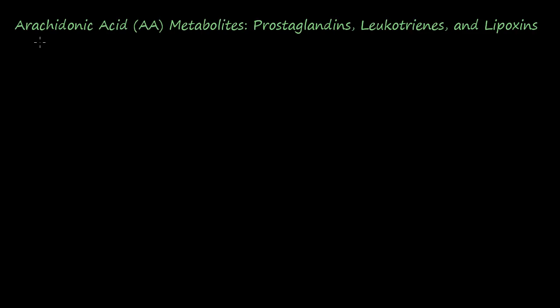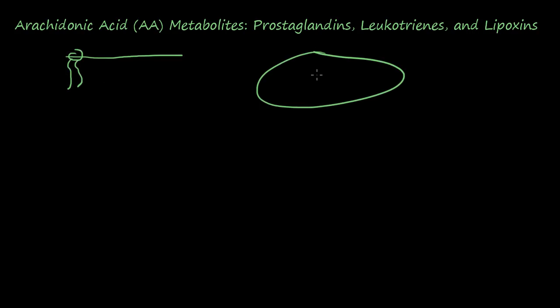So in this video, we're going to talk about arachidonic acid metabolites, some of which are prostaglandins, leukotrienes, and lipoxins. So arachidonic acid is, let me just draw a little picture here to help illustrate this. So here's a cell, here's the nucleus. This is going to be a blown up picture of this cell membrane.